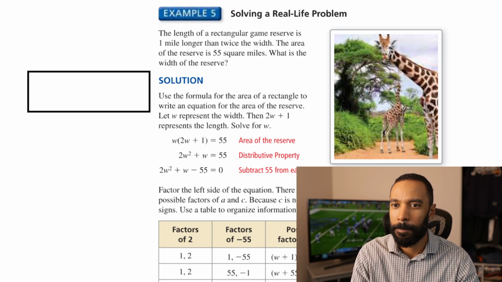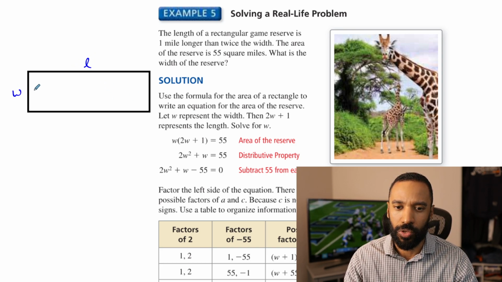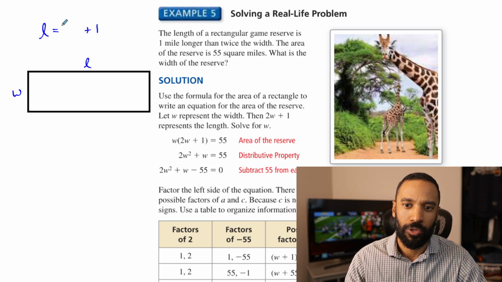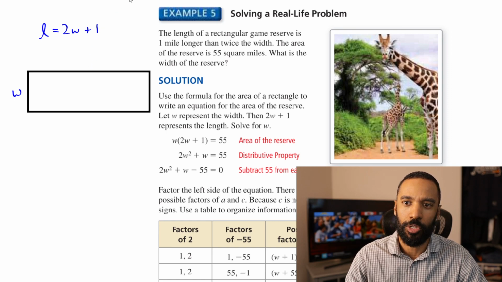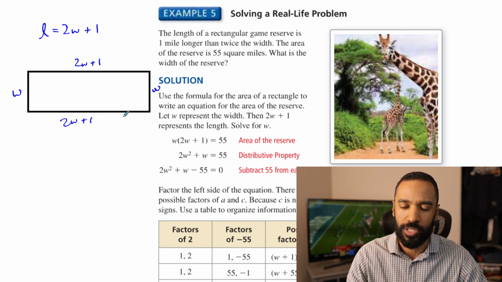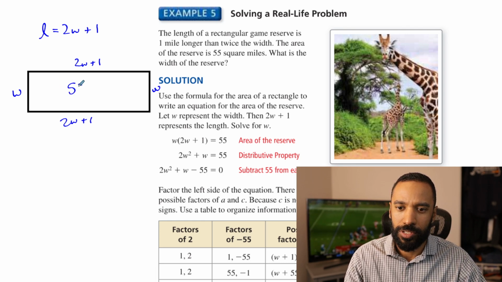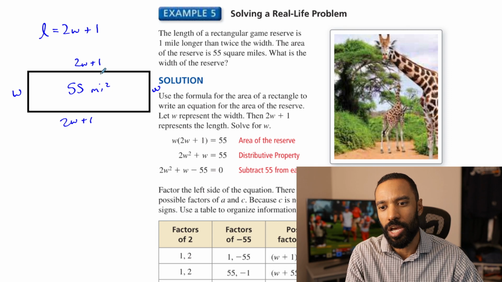The length is 1 mile longer than twice the width. So the length we can express in a different way. 1 mile longer than twice the width. So instead of writing length there, we can write 2w plus 1. Boom. So also it's rectangular, so opposite sides are congruent. The area is 55 square miles. What is the width of the reserve? So we're going to solve for w given this.